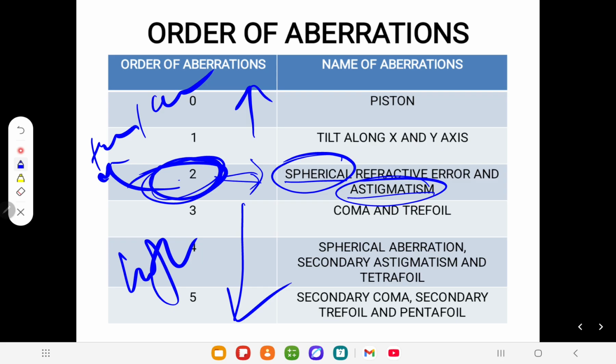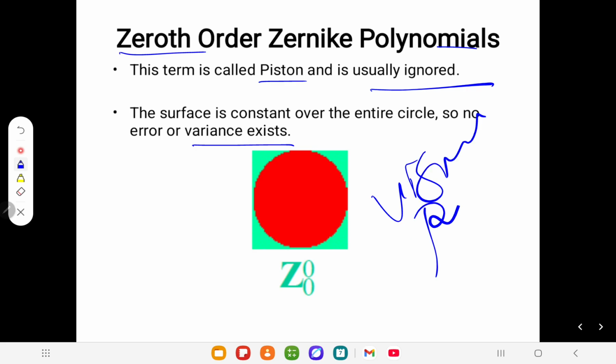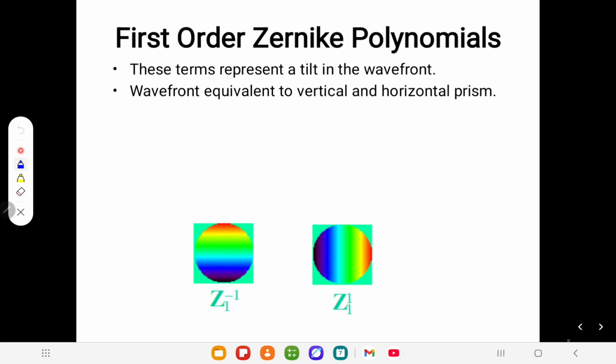From coma, trefoil and spherical aberration, there are a lot of others: 6th, 7th, 8th, 9th, 10th order aberrations. So the zero order aberration Zernike polynomial term is the piston. Why is it piston? It looks like a piston, and the front side of the piston is usually ignored. The surface is constant over the entire surface, no error or variance exists, so no significance. Sometimes it's called visual perception only.